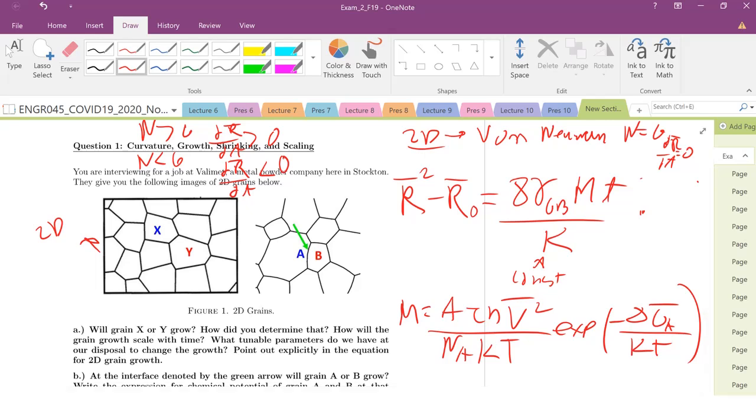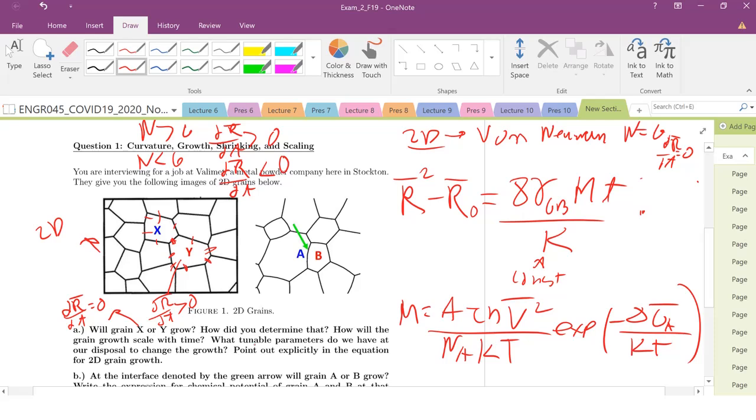So let's go ahead and see, will grain X shrink or grow? I've got 1, 2, 3, 4, 5, 6 sides. So for X, our dR/dt is neither going to shrink nor grow. What about Y? I've got 1, 2, 3, 4, 5, 6, 7. So the number of sides, n, is greater than 6. So for Y, our dR/dt is greater than 0, so we will grow here. So we've answered that question. How do we determine that? Von Neumann n equals 6 principle.